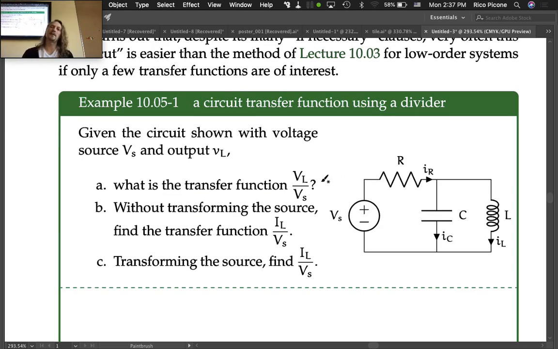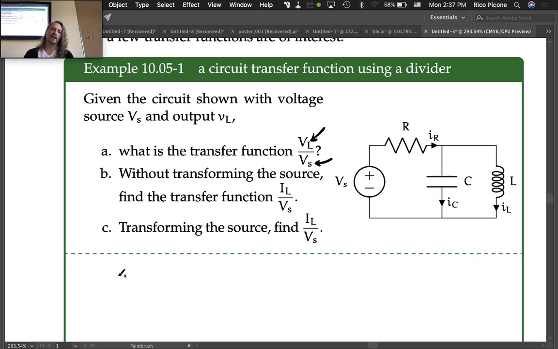A, what is the transfer function VL over Vs? So transfer functions are always the output over the input, right? What I'm saying is, for output VL and input Vs, what is the transfer function? There are a lot of ways you can say it. I like to say it like this: what is the transfer function VL over Vs? Or what is the transfer function from Vs to VL? Would be another way of putting it. So I want to know that first.